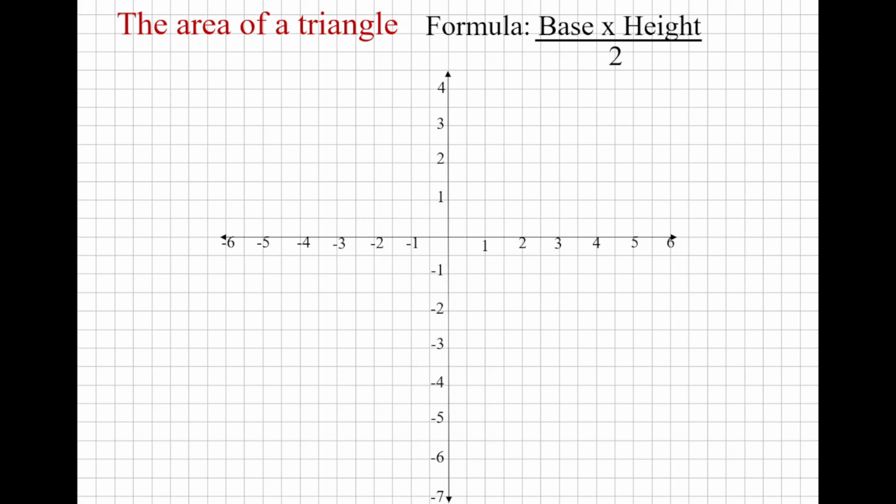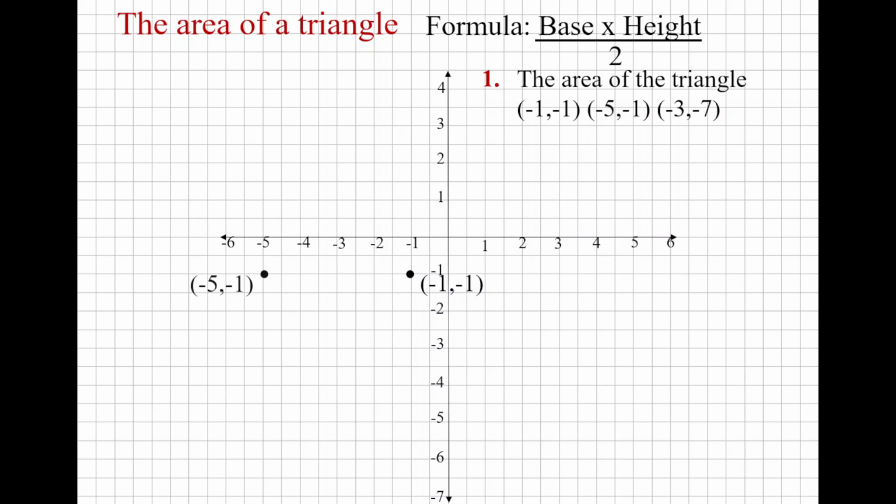The area of a triangle is equal to base times height divided by 2. Let's see some examples. First, we locate the points (-1, -1), (-5, -1), and (-3, -7). Now, we draw the sides of the triangle. The base of the triangle is the difference between the x values. That is -1 minus -5, or 4.